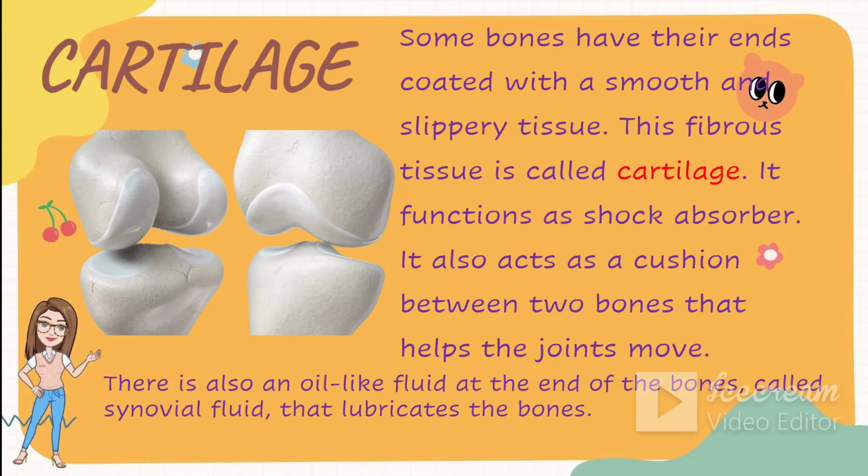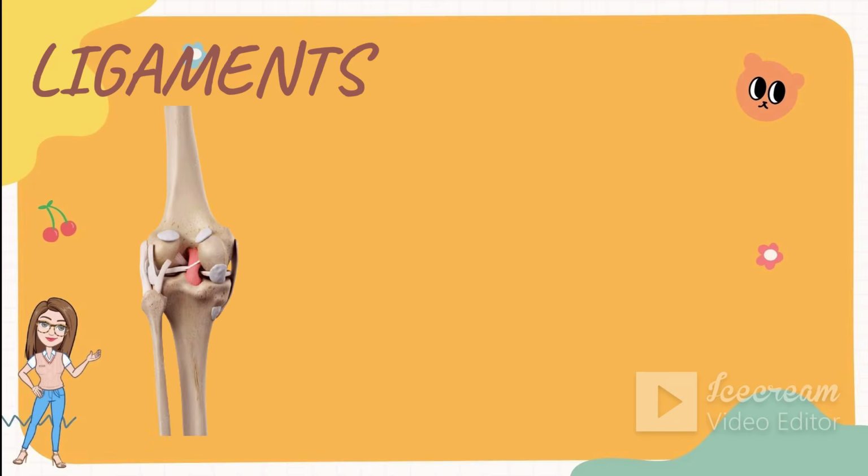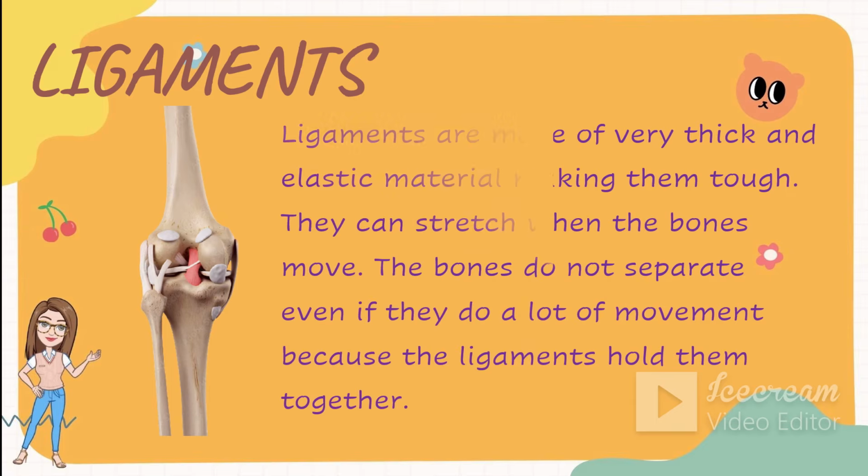Touch the back of your knee. What you feel is a ligament. Ligaments are made of very thick and elastic material, making them tough. They can stretch when the bones move. The bones do not separate even if they do a lot of movement because the ligaments hold them together. Ligament is an example of a soft tissue in the musculoskeletal system.